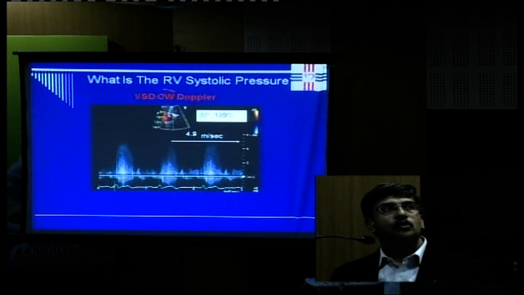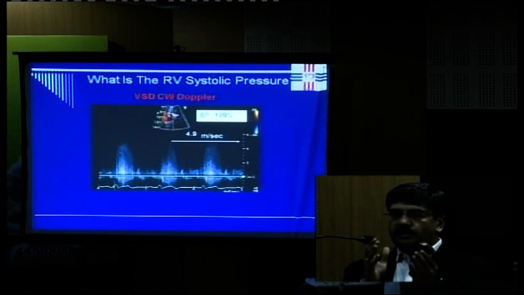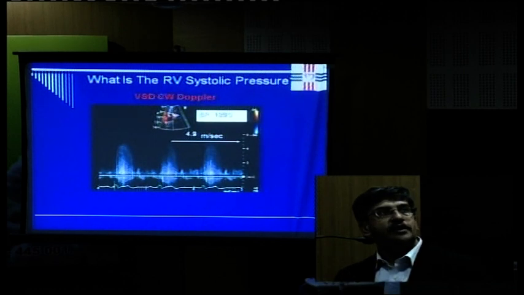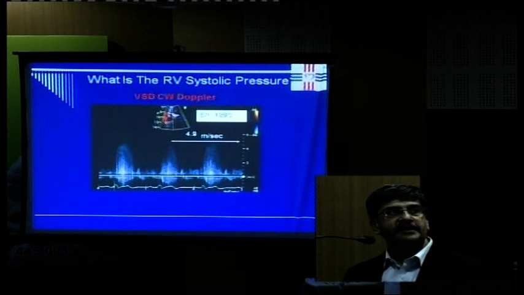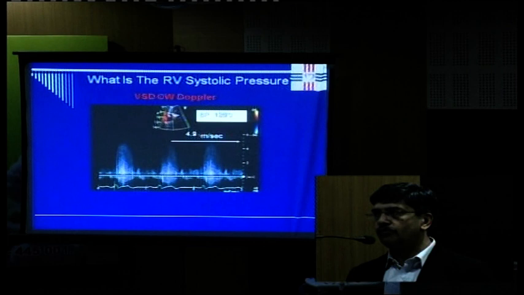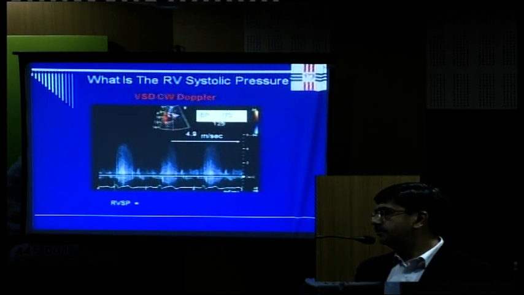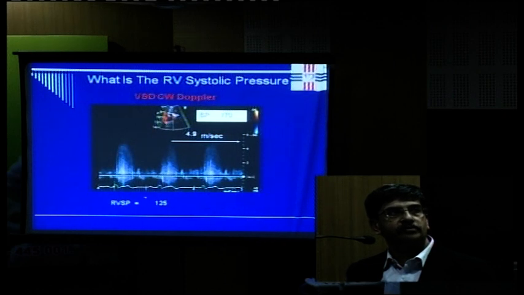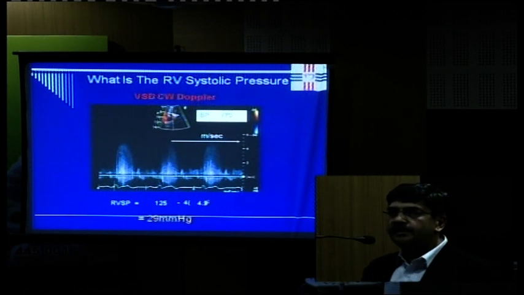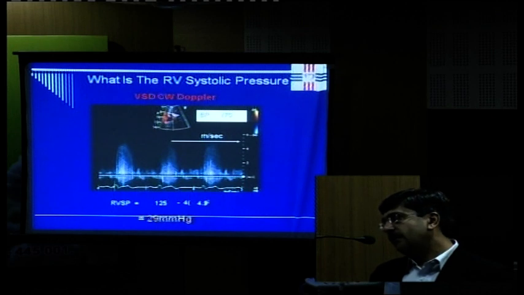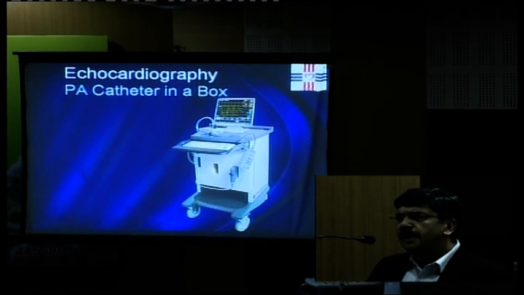You come to know what is the pressure in the other chamber. For example, in this patient who has a VSD, LV pressure is equal to aortic pressure. So aortic pressure has been written as 120, blood pressure is 120, so LV pressure is 120. This is the VSD jet, say around 5. So right ventricular systolic pressure will be 120 minus 4V square of this, that is 29. So 29 is right ventricular systolic pressure, which is normal.